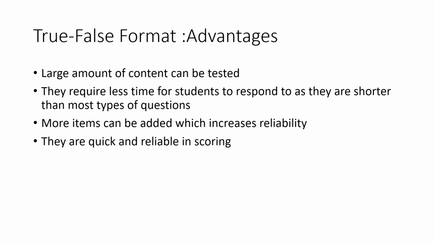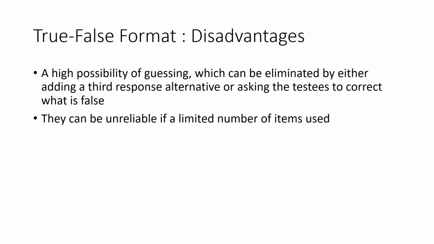And also, one of the good points or advantages of this type of questions is that it is quick and reliable in scoring, because as you know, it is a type of objective test. But if we come to the disadvantages, the weak points, they include the possibility of guessing. Because you have here two options, either true or false, there is a greater possibility to guess.